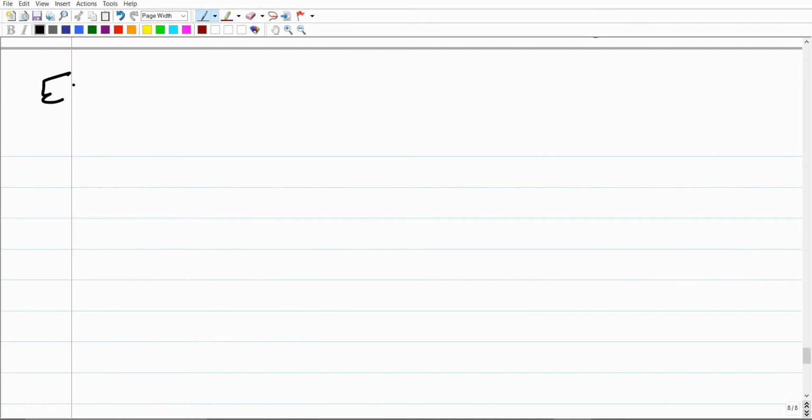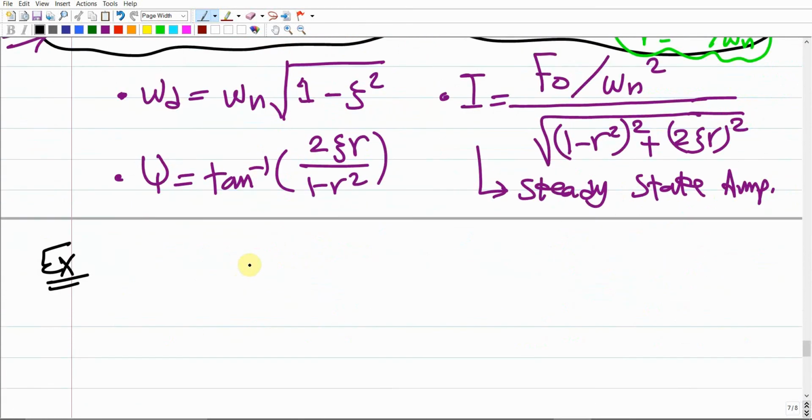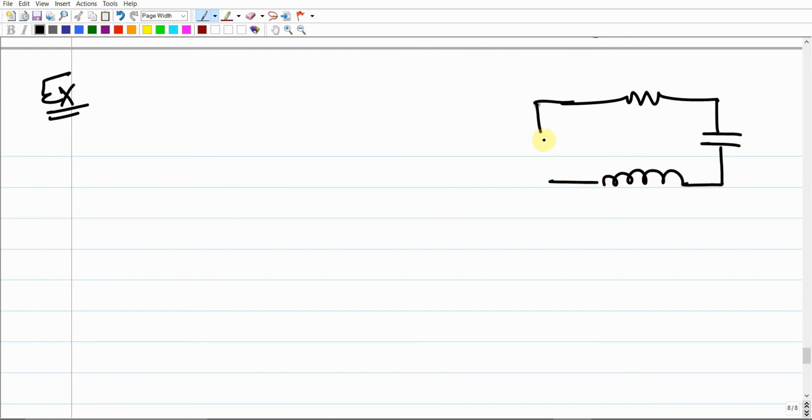Now let us consider this example just to show you how we are going to plug or substitute into these equations. Assume that we are given this electrical circuit, the RLC circuit, where it has capacitance and inductance in addition to resistance as given up there. This is negative and positive. This is the Vs function and this is R.